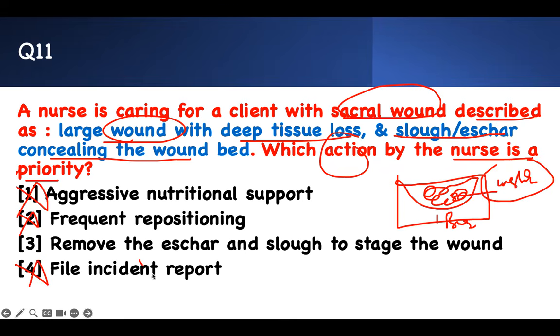An incident report is irrelevant. Remove the eschar and the slough to stage the wound. Then you can know how bad the wound is. Most of the time, when it's unstageable, they are either stage 3 or 4. When you remove all the eschar and the slough, you can figure out whether it's stage 3 or stage 4. So that's why you have to do that. So 3 is your right answer.